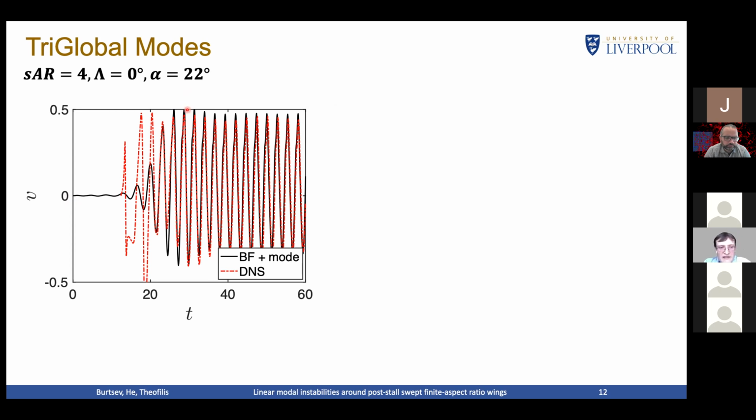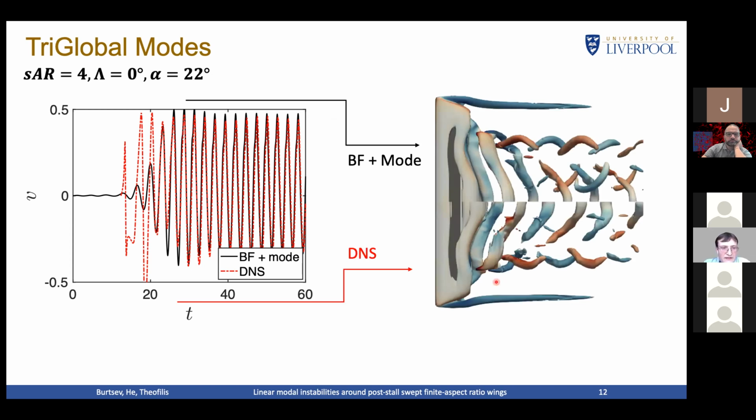But overall, we see that the growth of a single global mode captures quite well the behavior of the flow. And further, if we look at the flow field at the beginning of the nonlinear saturated regime, at about here in terms of time, we see good qualitative agreement. This is slightly out of phase, but overall, we can see that the growth of the most amplified unstable mode leads to the wake structures observed in the flow.